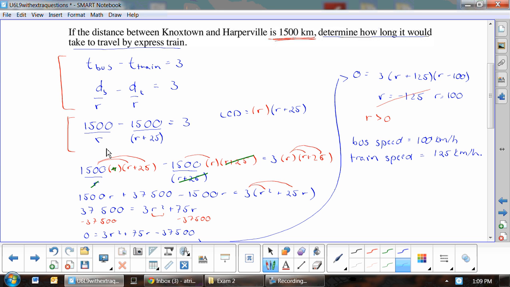Okay, so then they say determine how long it would take to travel by train. And so we know that the time is equal to the distance over the r, and we know our distance is 1,500. Perfect. And so our time is 12 hours on a train. Okay?